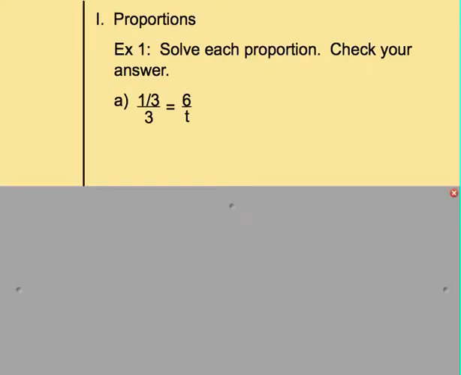So the first thing we're going to do is solve a few proportions. The most common way to solve a proportion is to cross multiply. So I'm going to take my 1/3 times t equals my 3 times 6. Dividing by 1/3 or multiplying both sides by 3, I get a solution of 54.